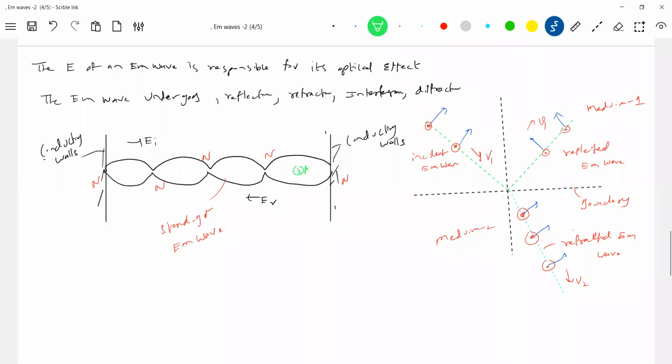The moment I say wave, bring all the ideas of waves. When I say reflection, refraction, bring all the ideas of optics, they can mix them up for you. So they may ask you to analyze for an EM wave. There's a way you're supposed to do this.